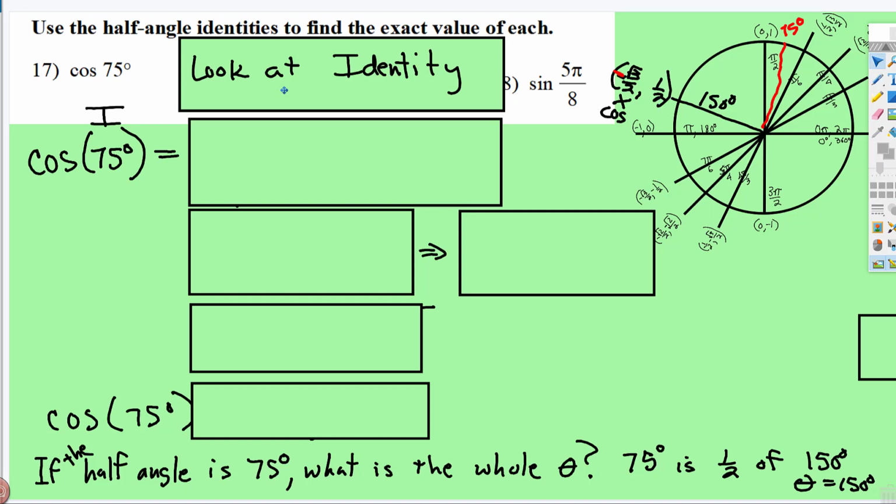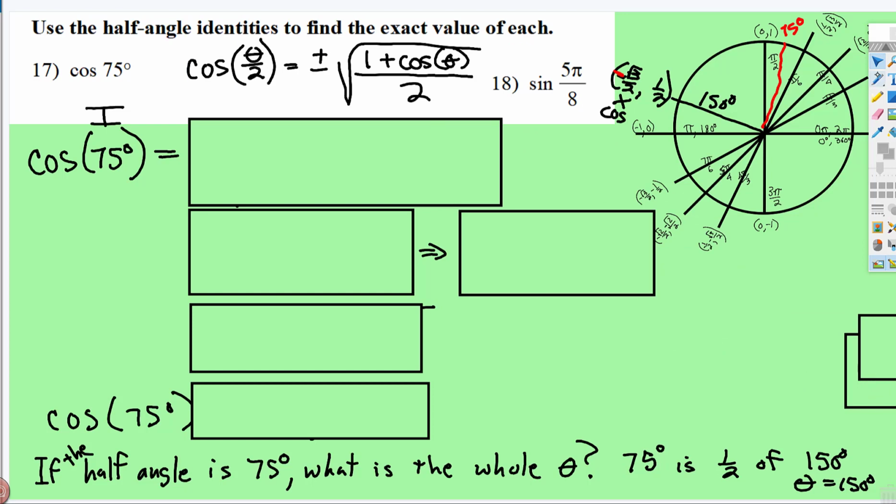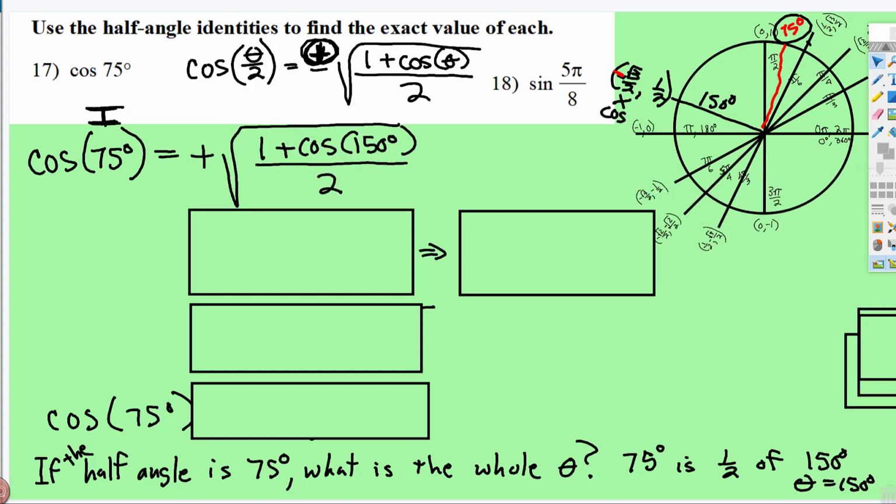Let's go ahead and look at the identity for the half angle cosine. The half angle cosine identity is: cosine of the half angle is equal to positive or negative square root of (1 plus cosine theta) all over 2. Well, we have to decide, is it positive or negative? Well, where is 75 degrees? 75 degrees is in the first quadrant. So we will be using the positive version. So then we go ahead and plug it into the identity.